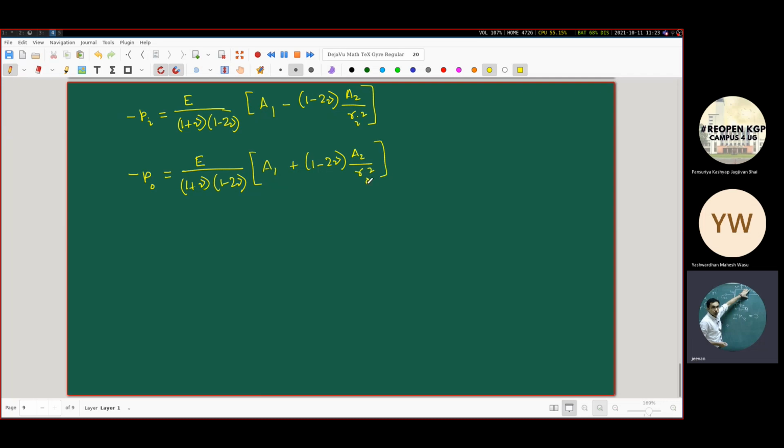Okay, so Ro square. This is the inner radius, this is the outer radius. Now please note that this Pi is known to us. This Po is known to us. Ri is known to us, Ro is known to us. So all that we don't know are this A1 and A2. So basically this is one equation in A1 and A2, this is another equation in A1 and A2. Considering both of them together, these are two linear simultaneous equations in A1 and A2.